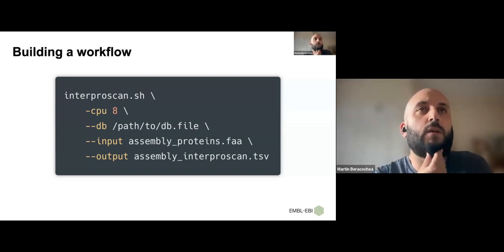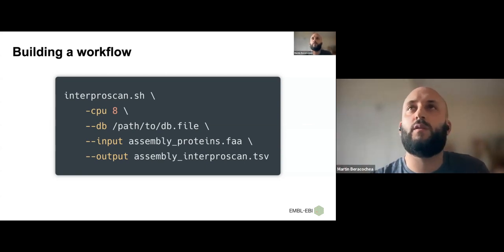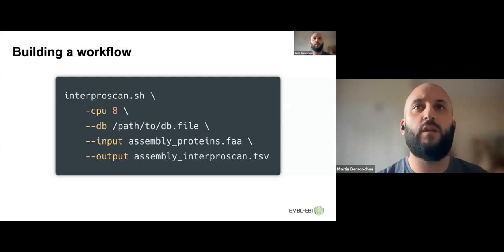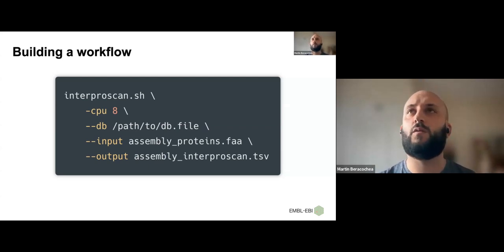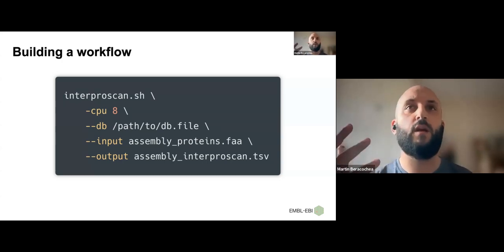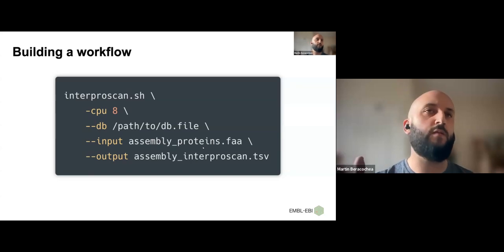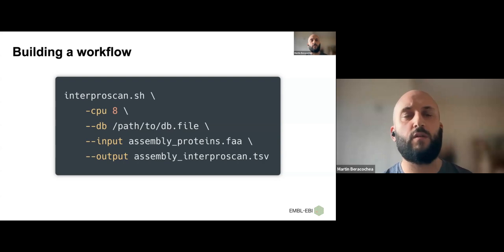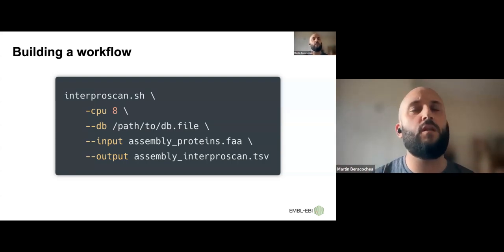So let's go over what I consider bioinformaticians do. They are given a task: you need to run InterProScan on these assembly proteins. You take the tool, install it locally, look up the parameters and just run it. This is how you run InterProScan, minimally. It has a bunch of flags, like the number of CPUs that you need, and some kind of database dependency you need to specify. Then you give it the input file, which is going to be your proteins, and it gives you back an output file, which in this case is a TSV file.